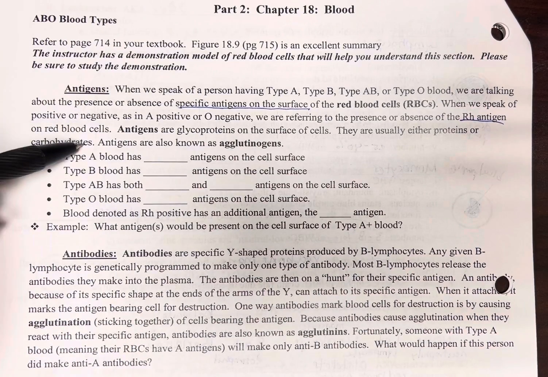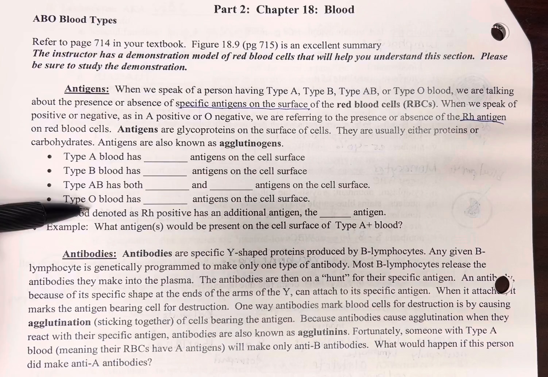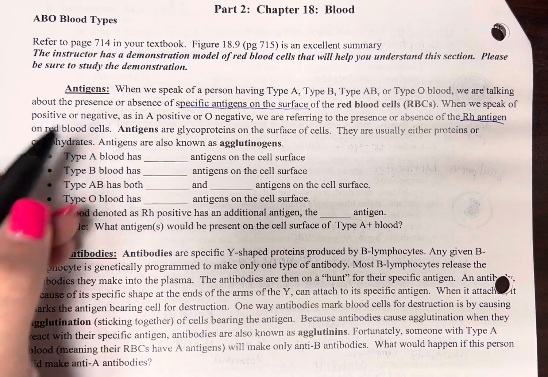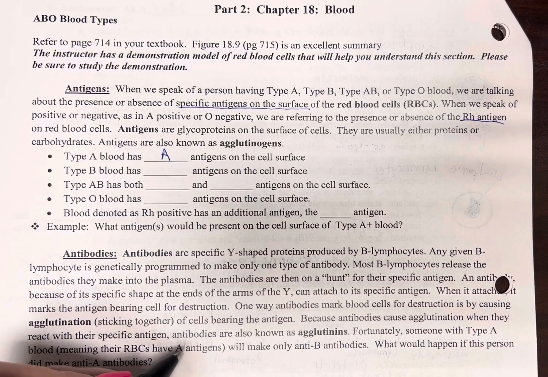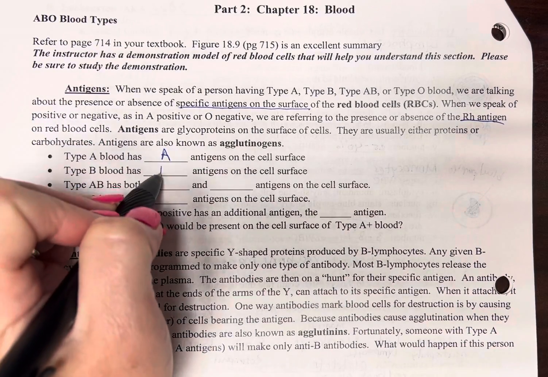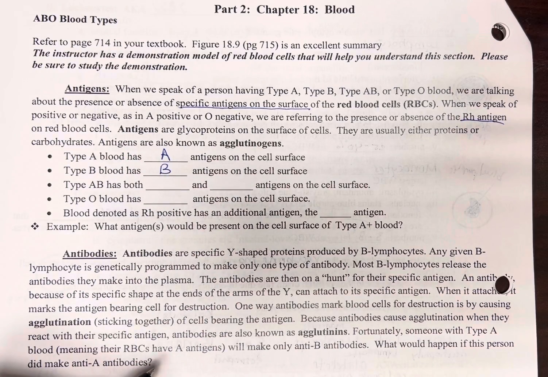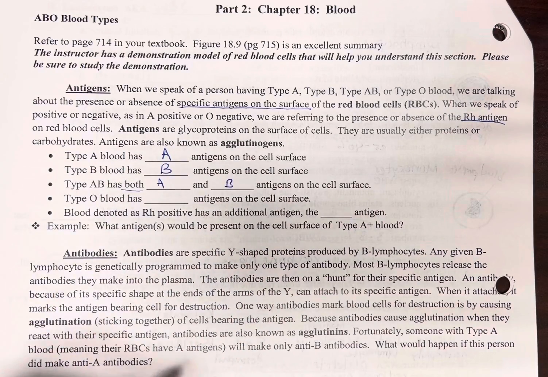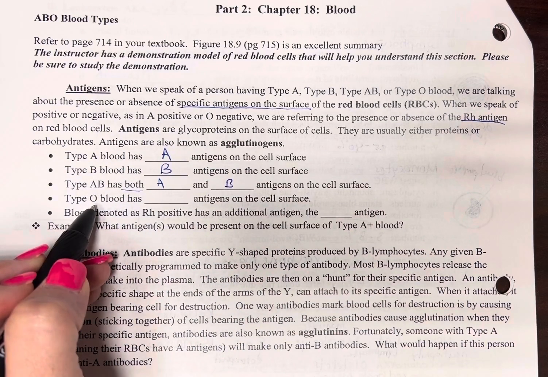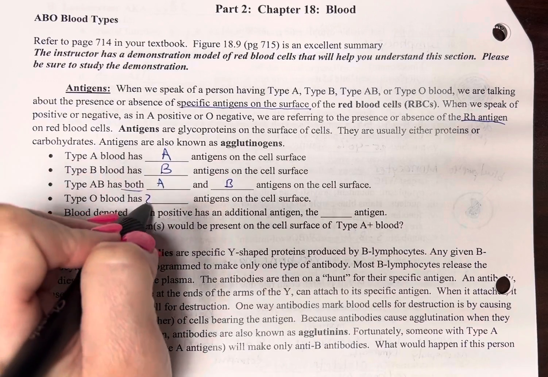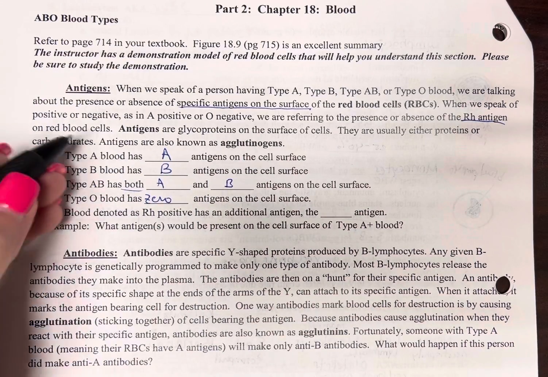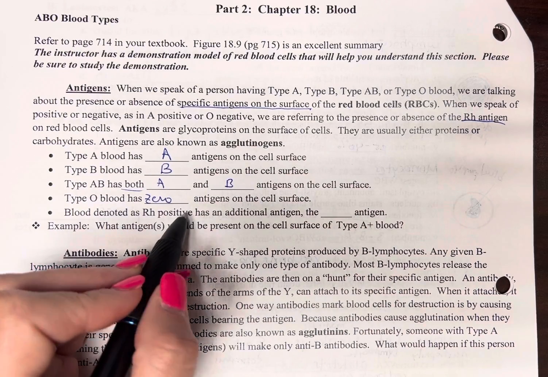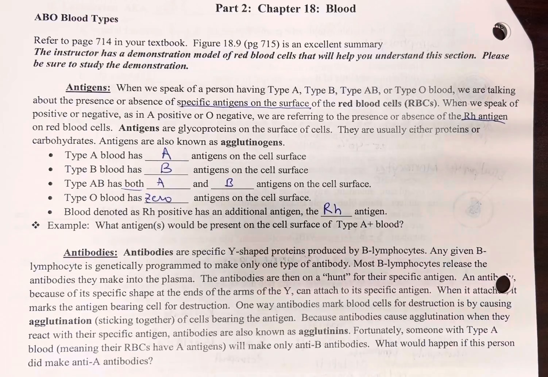Okay, so the type here is the type of antigens that are present. That's really important. Type A blood has A antigens on its surface. Type B blood has B antigens on the surface. Type AB has both A and B. And type O, it's a letter O, but it really means zero antigens, so it doesn't have A or B. And Rh positive means it has the Rh antigen.